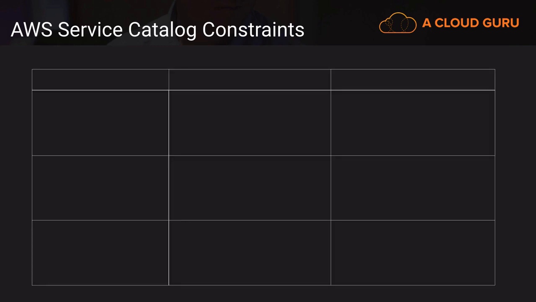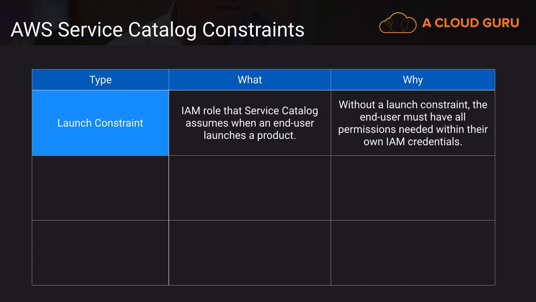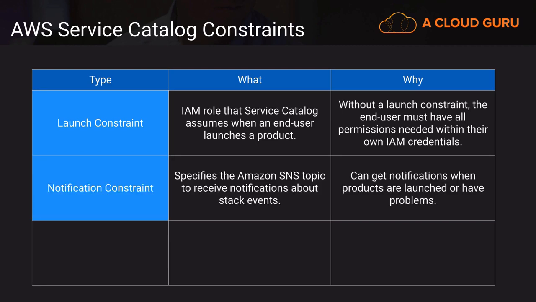And there are 3 basic types. The first is a launch constraint. That's just the IAM role that the Service Catalog assumes when an end user tries to launch the product. The reason we would use this is because without that launch constraint, the end user actually has to have those permissions to deploy the product. Maybe it's a LAMP server, for example. So by using a launch constraint, I can allow that end user to deploy a LAMP server without having to give that user a bunch of different permissions that maybe they won't need once that LAMP server is up and running.